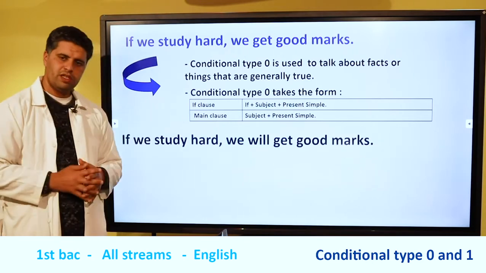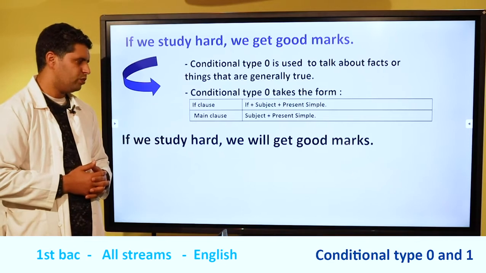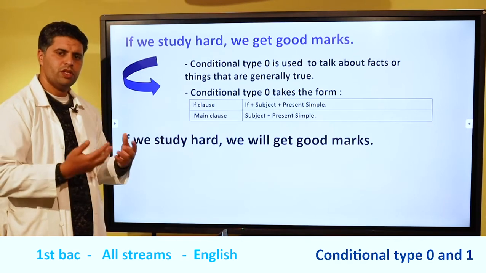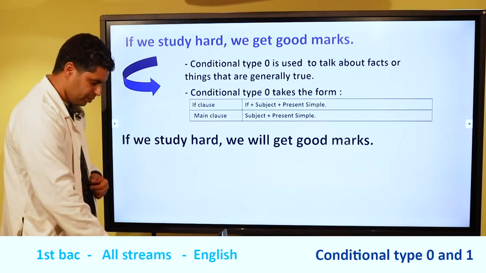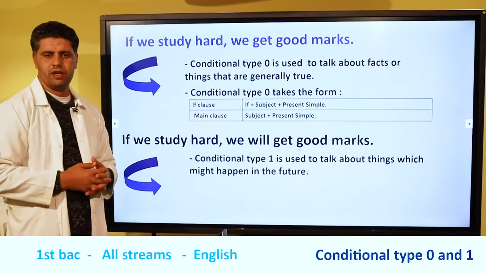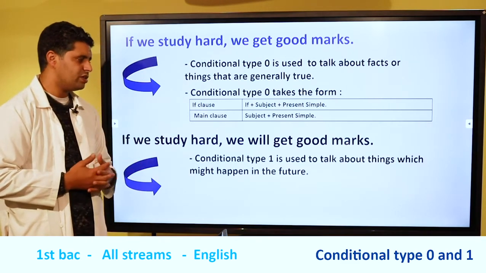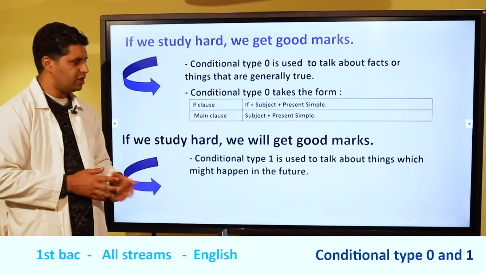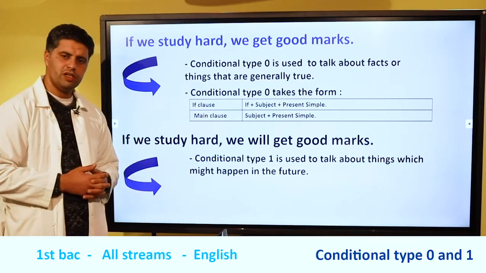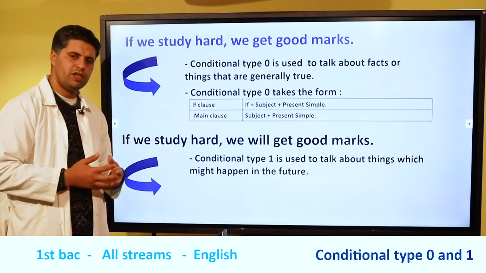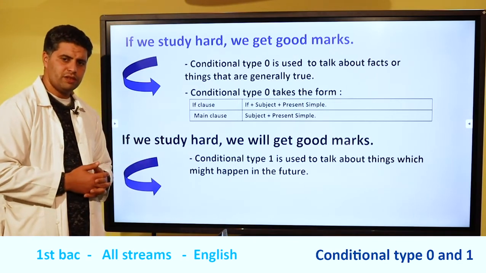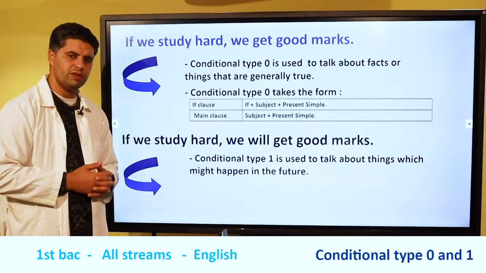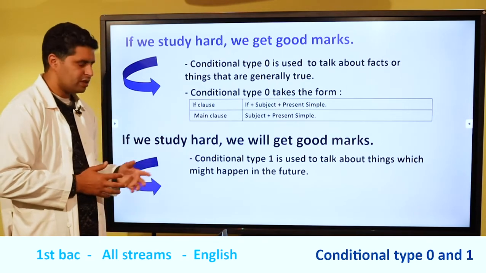Now let's see the second sentence. Okay, if we study hard, we will get good marks. So it is the same statement that we have just used to show the structure of the conditional type 1. So here, as you can see, this type of conditionals, which is conditional type 1, is used to talk about things which might happen in the future. So here we have the modal verb might, that is used to express possibility or uncertainty. Okay, so we are not sure about something, we are uncertain about something. So here we have to use the conditional type 1.